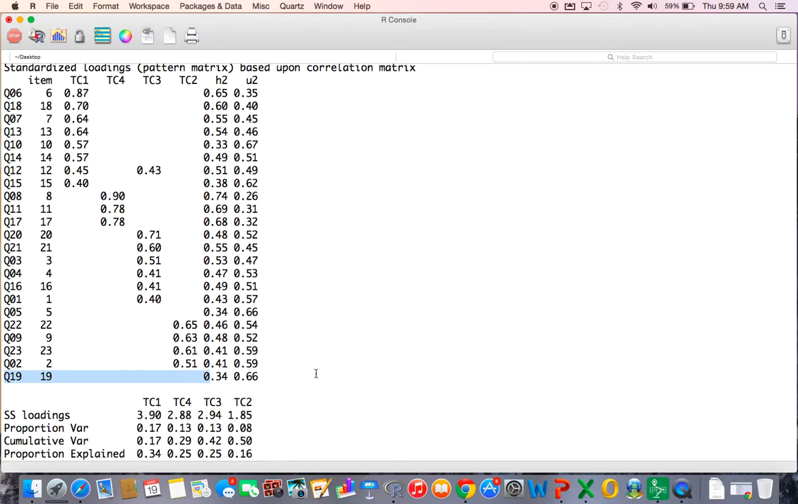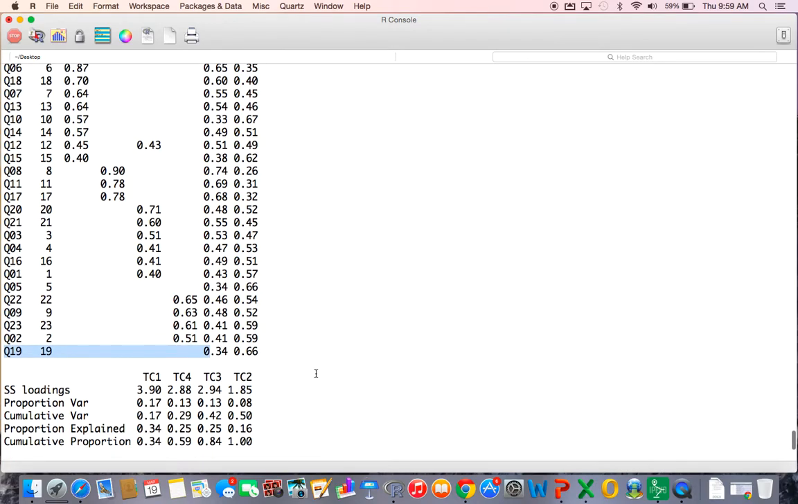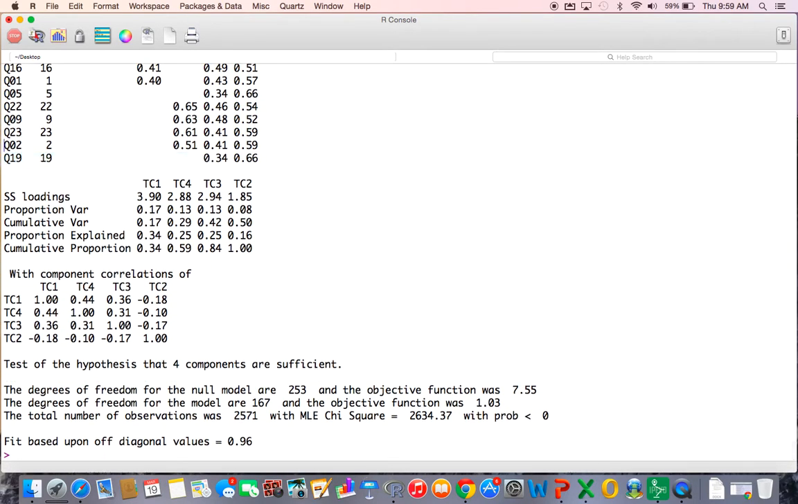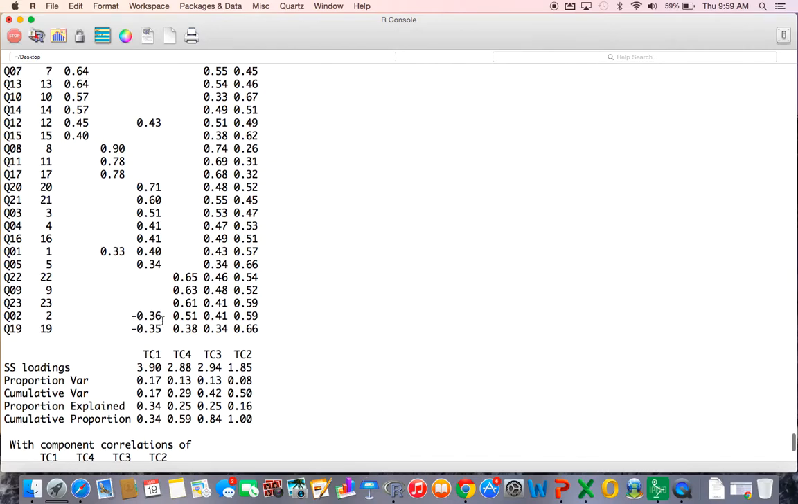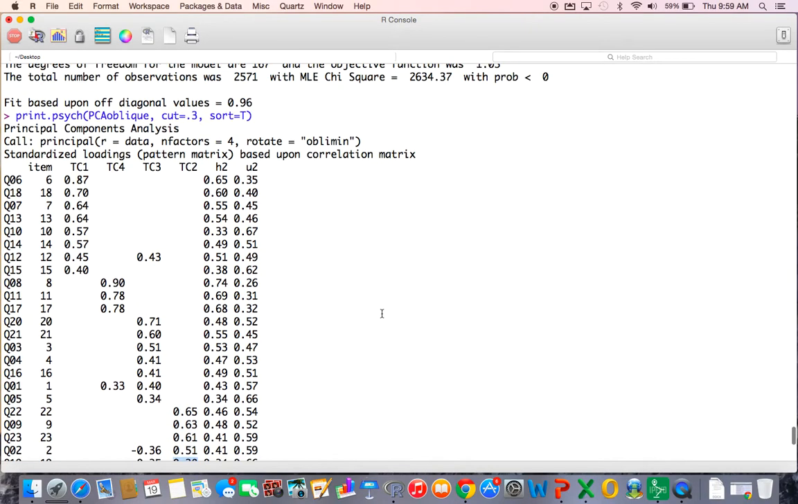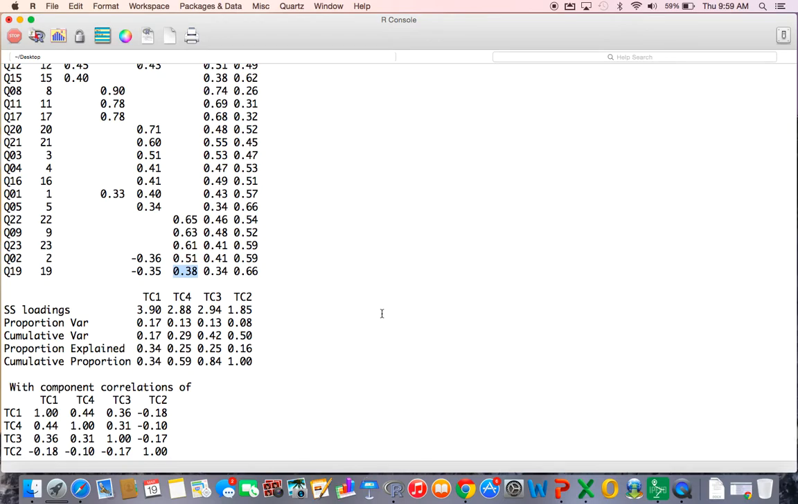Where did question 19 load before? It loaded on factor 2. So maybe I set my cut points too low. Let's go back up and set the cuts at 0.3. I don't know. Question 19 therefore loads on factor 2, exactly where it loaded for the orthogonal rotation. I don't know. I'm tempted to go ahead.